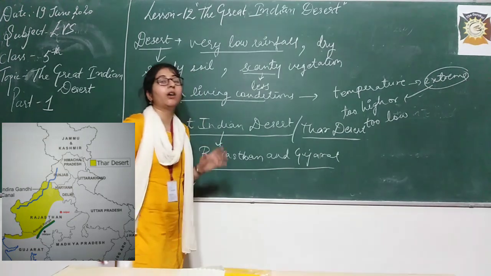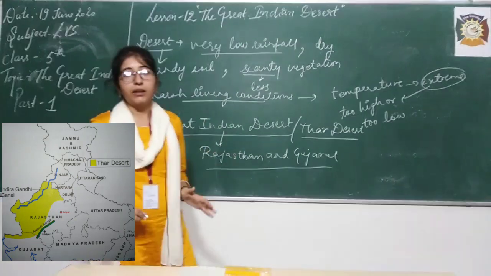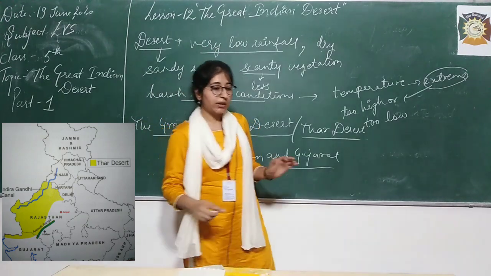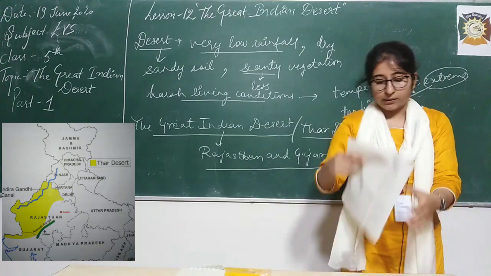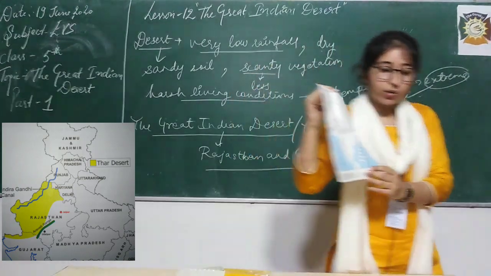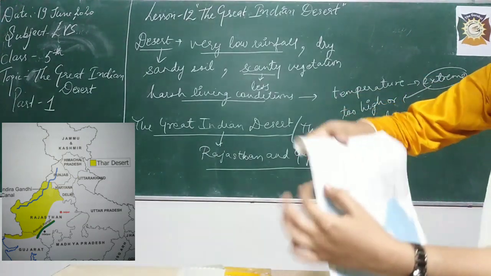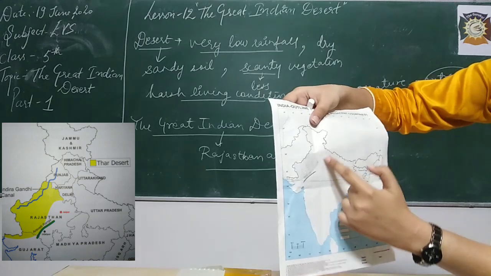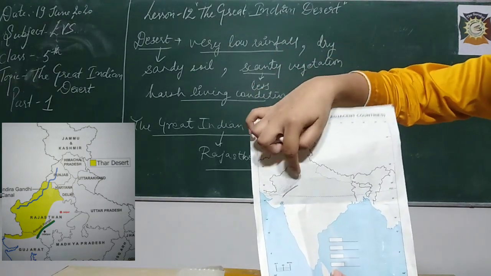You must be aware of this fact: in the map, where are Rajasthan and Gujarat? Students, I will show you, for those who are not aware of this. See, this is a physical map of India, right? I'll come a little bit closer. This area is Rajasthan and Gujarat. I have marked it with pencil, right?